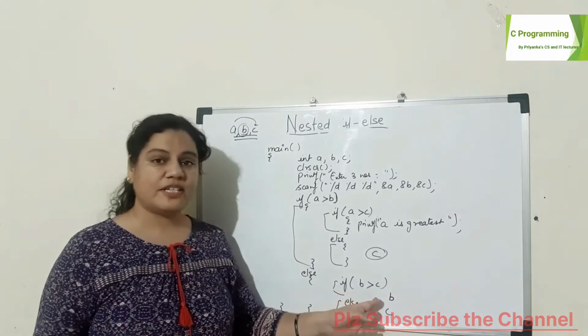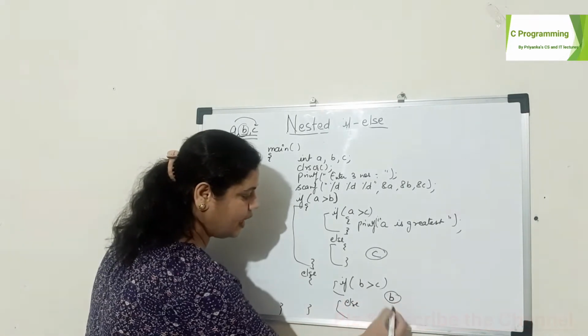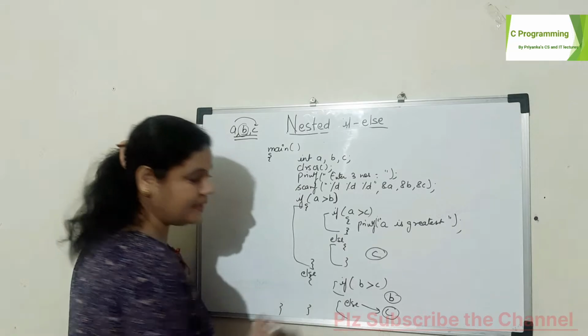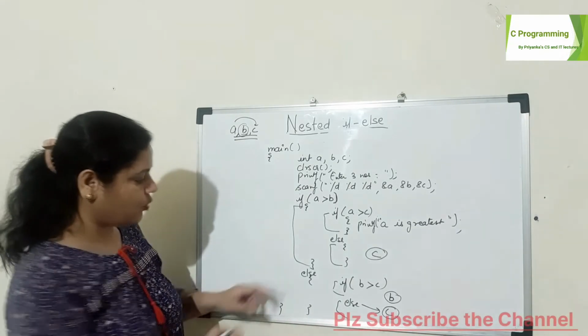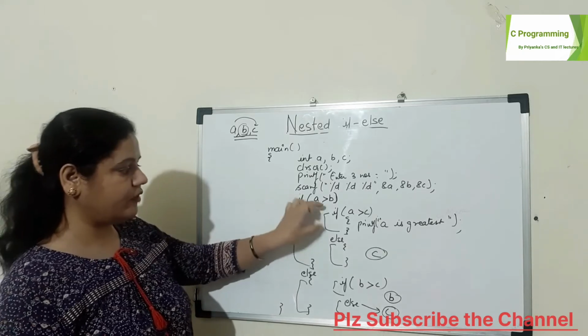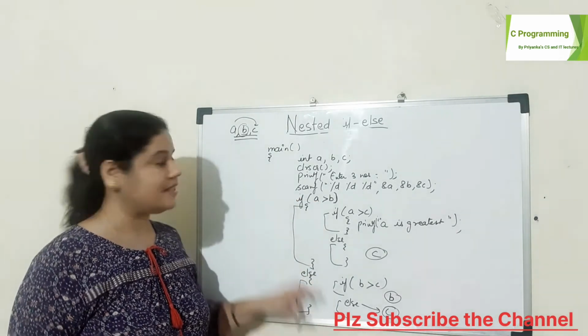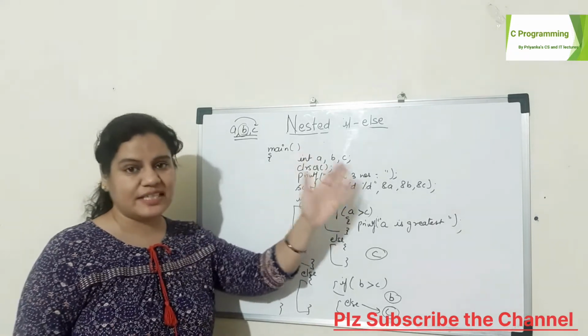You can put curly braces or you can skip also, because we have only one statement. B I am printing here. In else part, I am printing what? The C. And this is the else block. This is if, this is else. In this if, we have if and else. In this else, we have also if and else. This is the perfect example of nested if else.